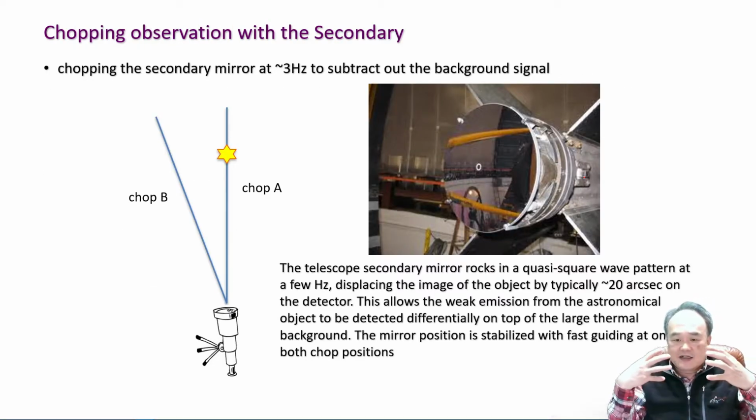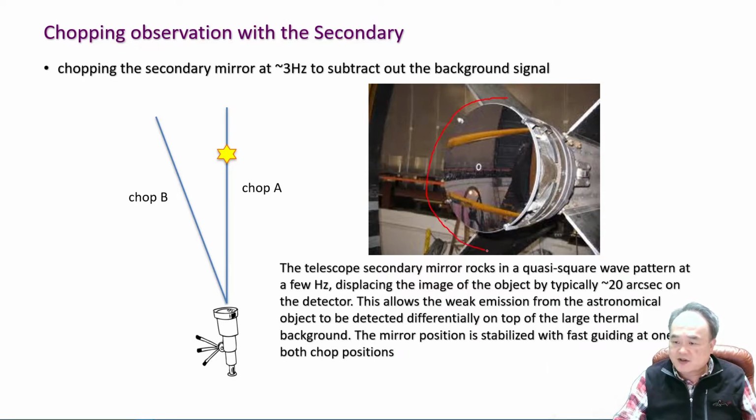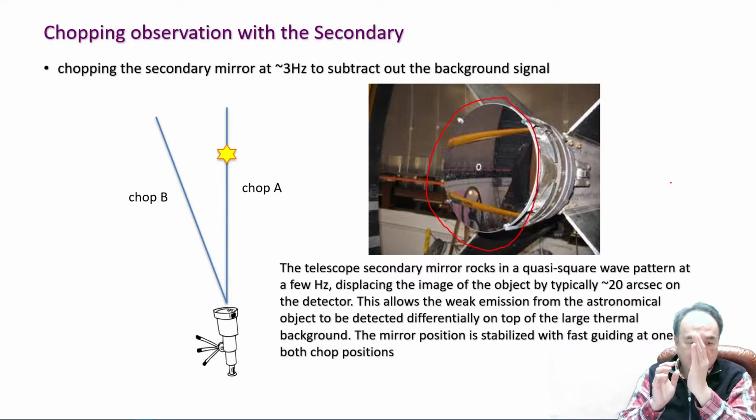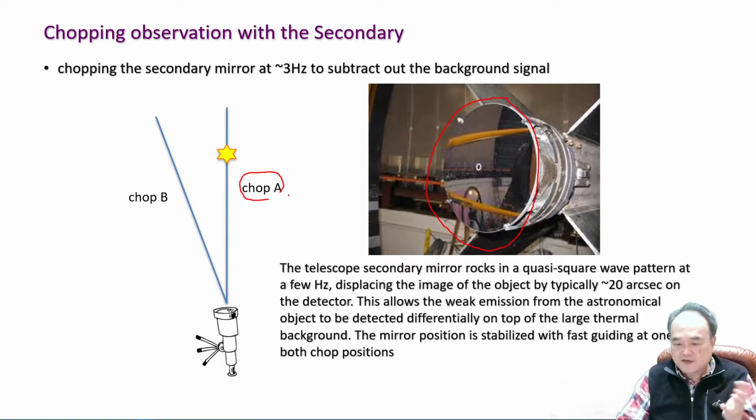Okay, so this technique is actually hinged upon the special movement of the secondary mirror. So this is the secondary mirror, and the secondary mirror is sitting on a rocking platform, and this rocking platform just makes the secondary mirror tilt every now and then. Okay, so the chop A, I will explain why we are using the term chop. So this is the normal position.